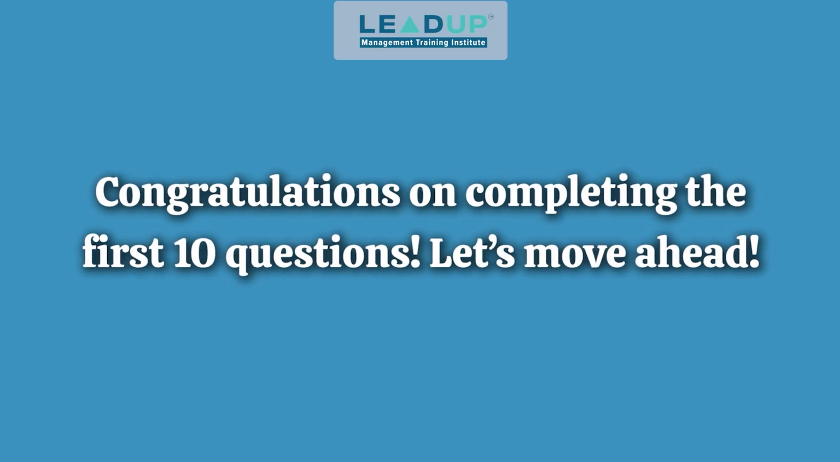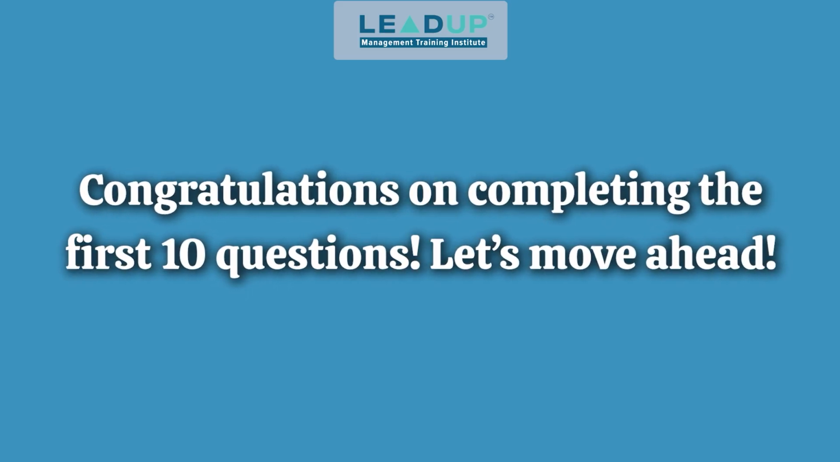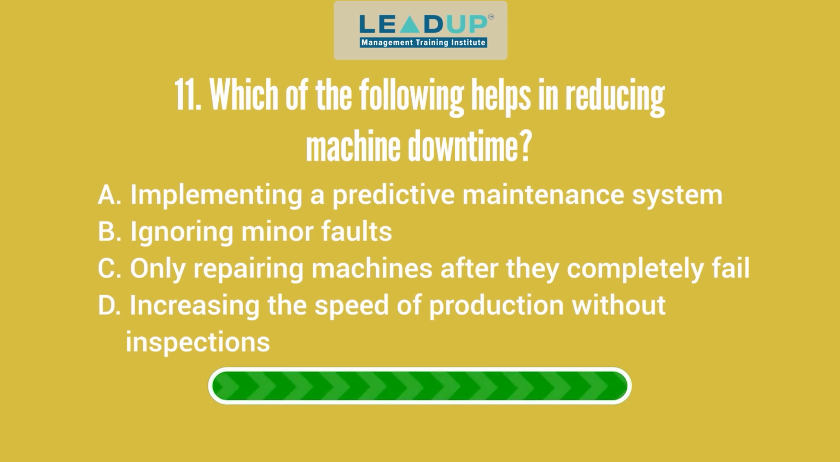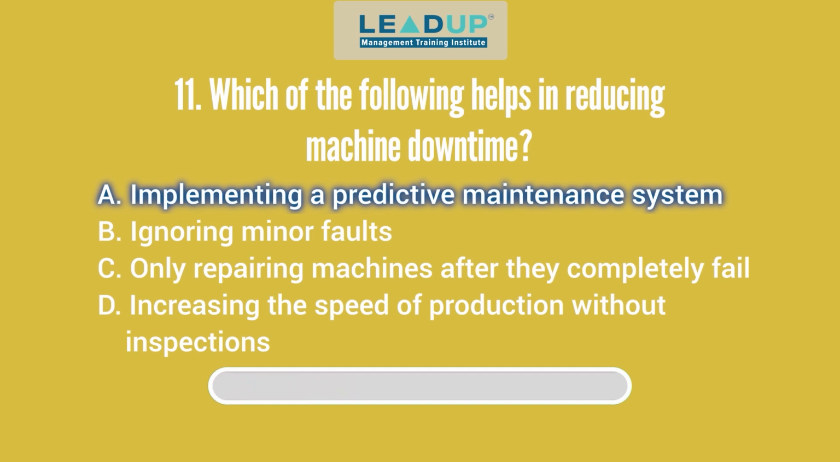Congratulations on completing the first 10 questions. Let's move ahead. Question 11. Which of the following helps in reducing machine downtime? A. Implementing a predictive maintenance system. B. Ignoring minor faults. C. Only repairing machines after they completely fail. And D. Increasing the speed of production without inspections. The answer is implementing a predictive maintenance system.